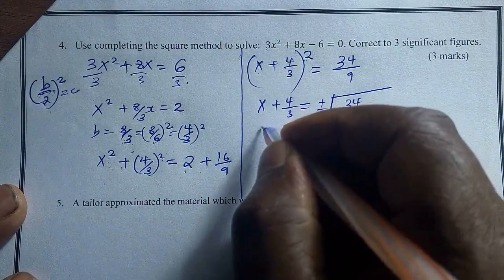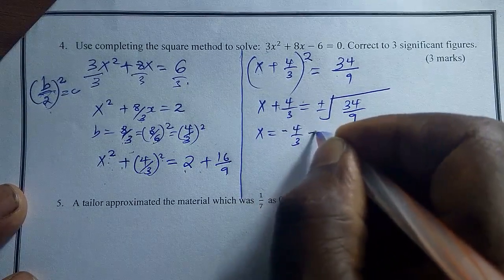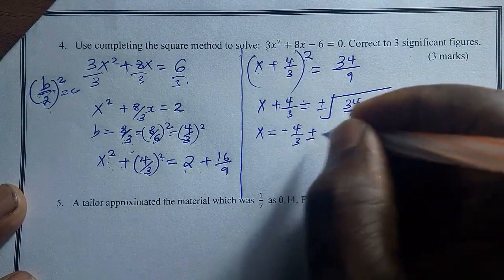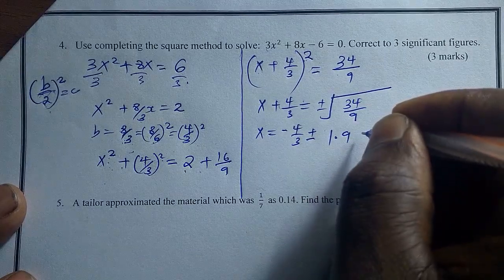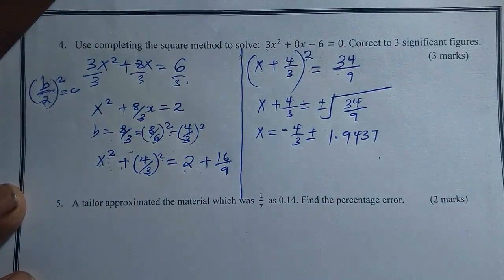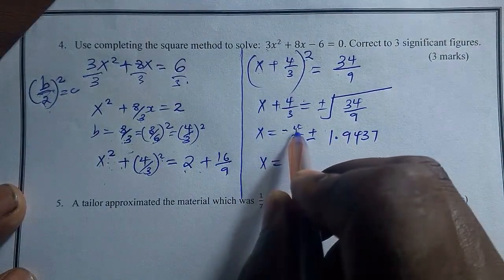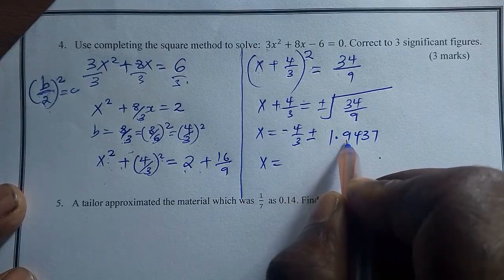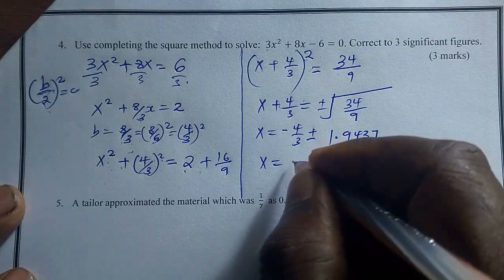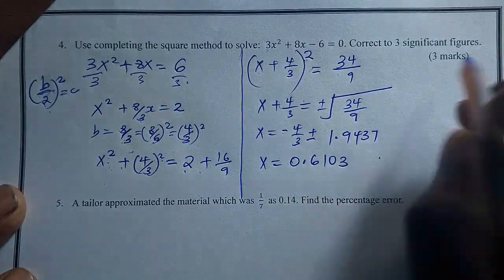We are going to have x equal to, take this to the other side, minus 4/3 plus or minus the square root of 34/9. Use your calculator. You will get 1.9437. So x will be equal to, let's go to the positive side, negative 4/3 plus 1.9437. The answer is going to be 0.6103 to 3 significant figures.